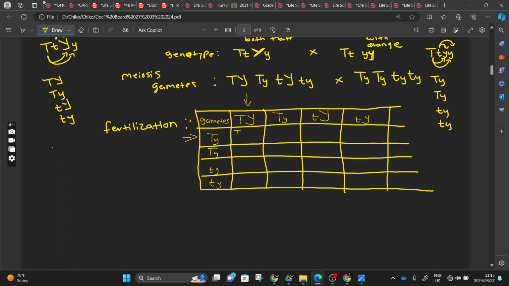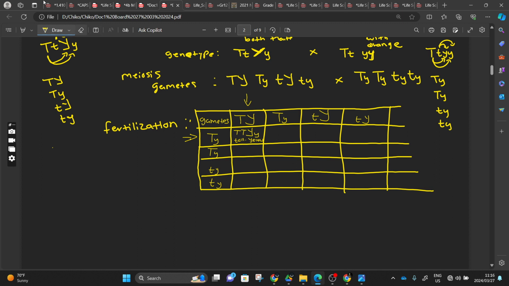We are going to have T and capital letter Y and small letter Y. And then the phenotype of this, because this one we are dealing with a tall plant, this will be tall and yellow. Like this, right? So let's move on.